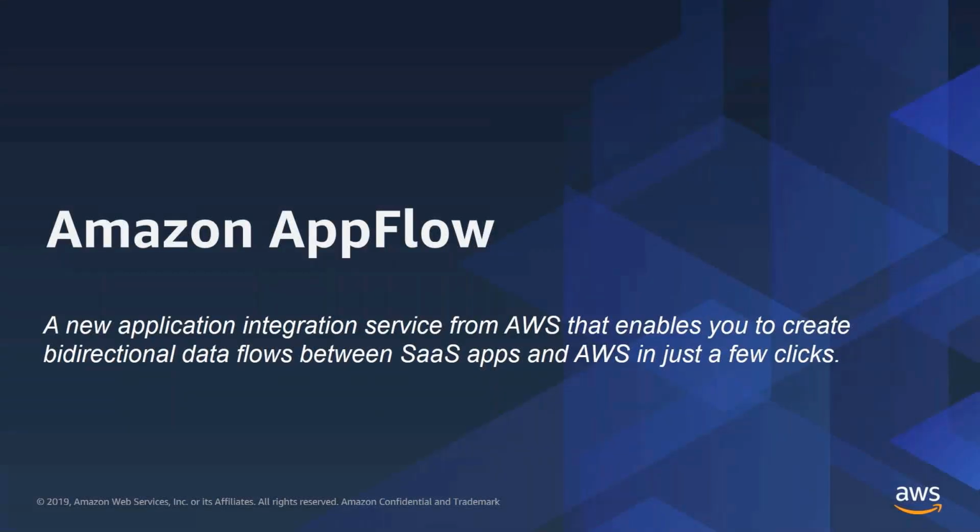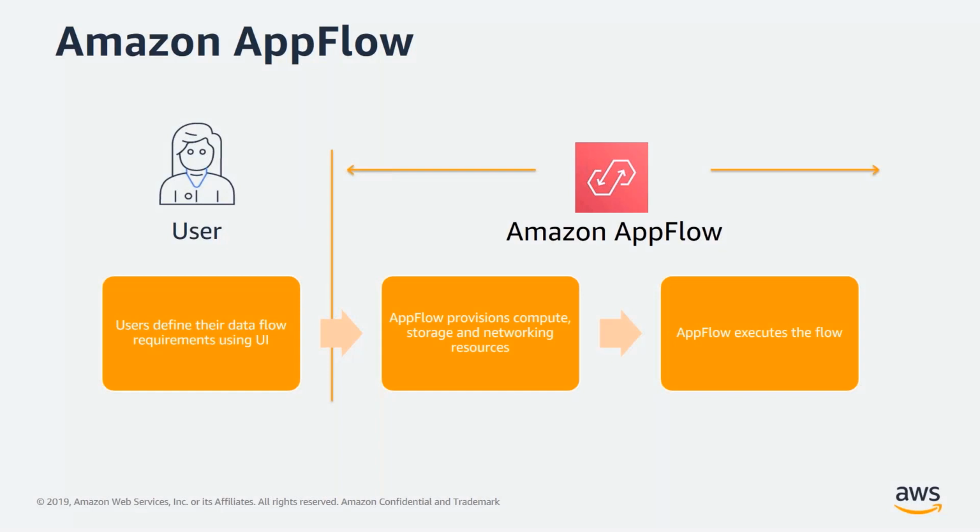So working backwards from our customers' requirements, we built Amazon AppFlow. It's an integration service from AWS that enables you to create bidirectional data flows between SaaS applications that you use commonly in your business and AWS services such as S3 and Redshift in just a few clicks. There's no coding needed. It's pretty straightforward. As a user, you would come in and define your data flow requirements using the UI. And I'll show you a demo of how easily you can do that.